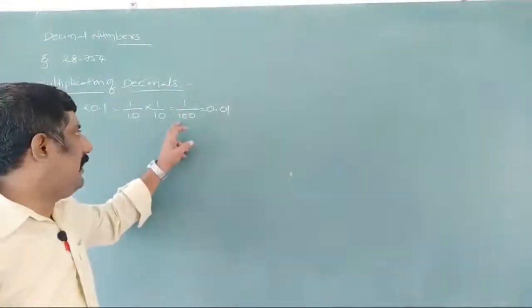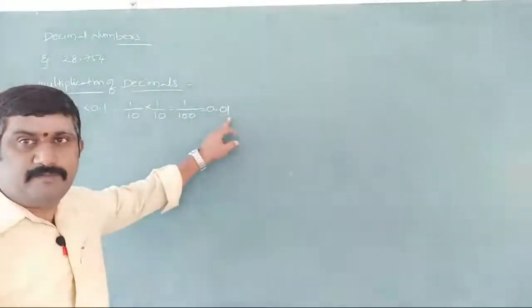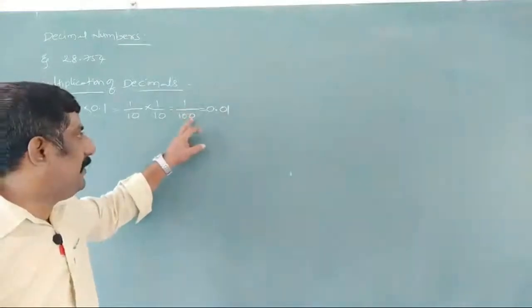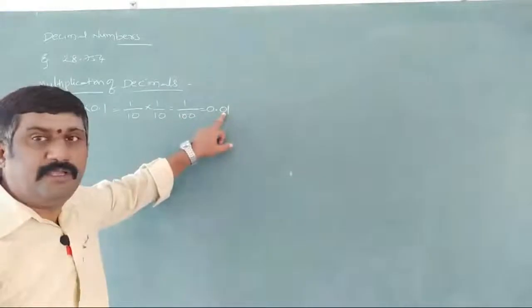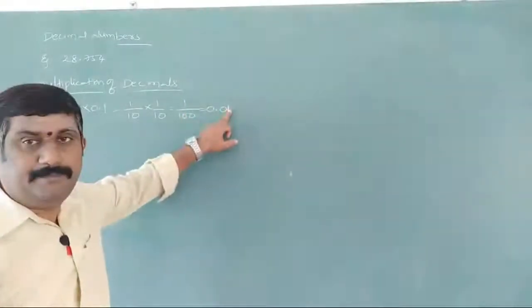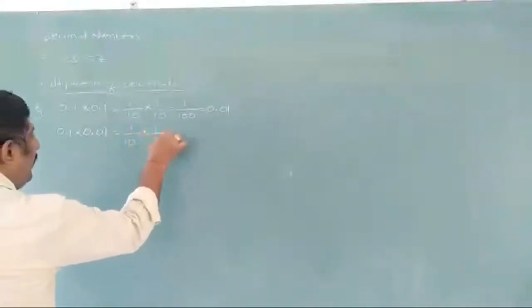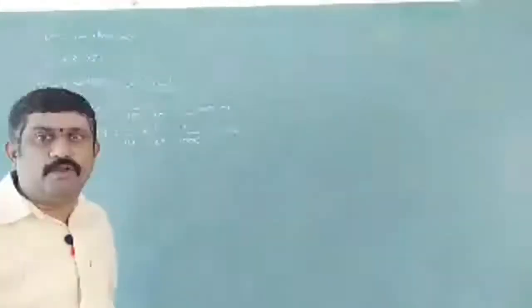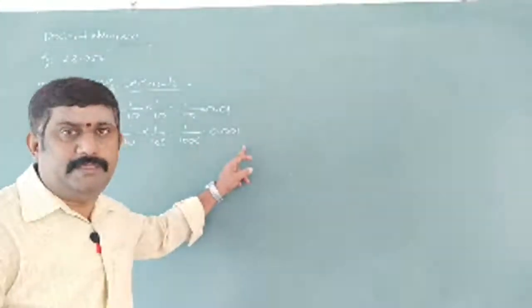1 by 100 we have here, so 0 point, and for these 2 zeros we will get 2 places. For 1 digit, 1 zero will be eliminated. So only 1 zero is left, so write down this 0 here and write down this 1 here. Next, 0.1 into 0.01, 1 by 10 into 1 by 100, gives 0.001. For 1000 we get 3 places. So 0.001 we are going to get here.